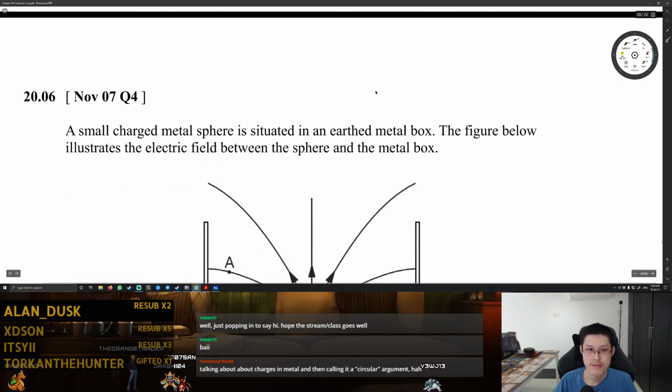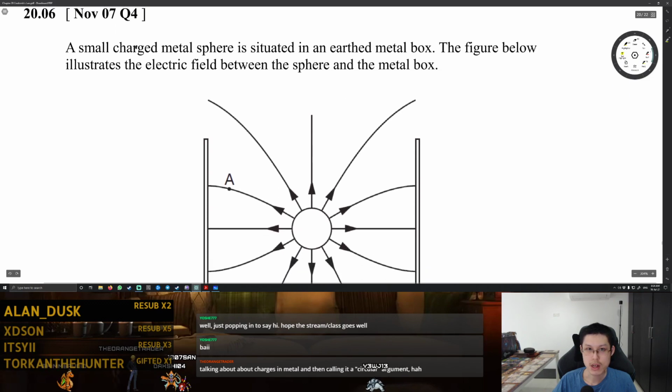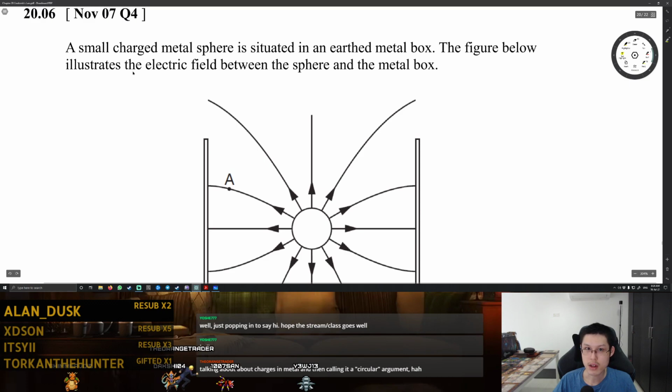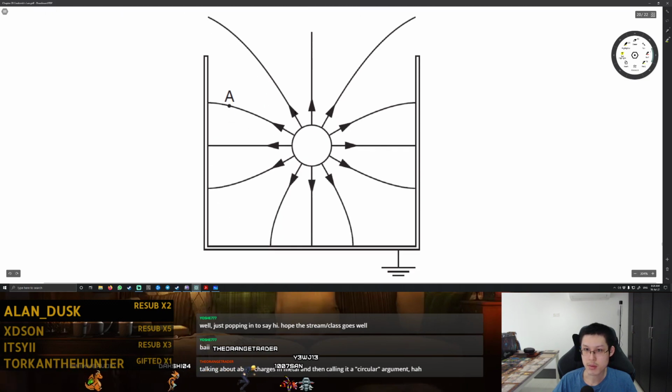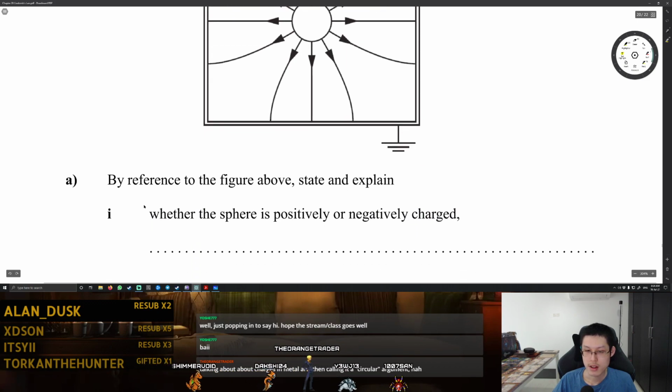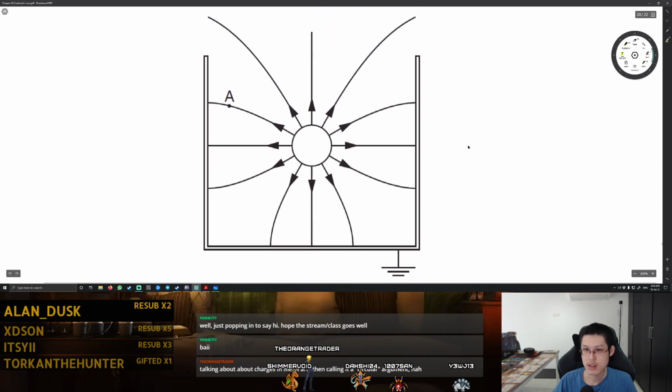Alright, moving on. A small charged metal sphere is situated in an earth metal box. The figure below illustrates the electric field between the sphere and the metal box. By reference to the figure above, state and explain whether the sphere is positively or negatively charged. So, by looking at the electric field lines, what do you think the charge on the metal sphere is? Positive or negative? What do you think?